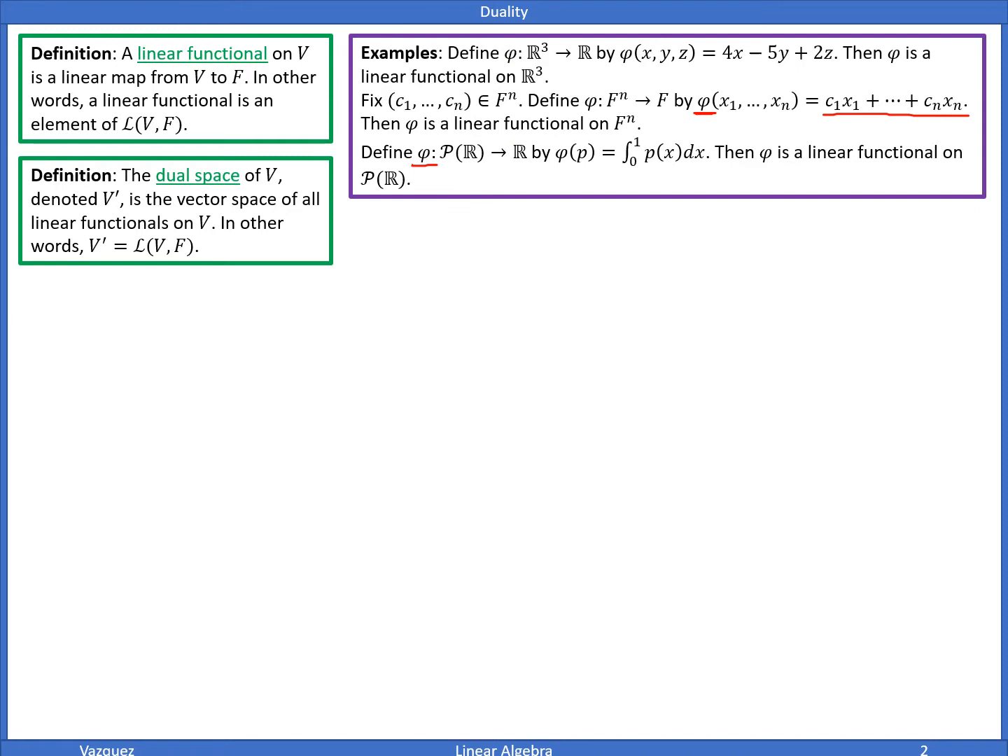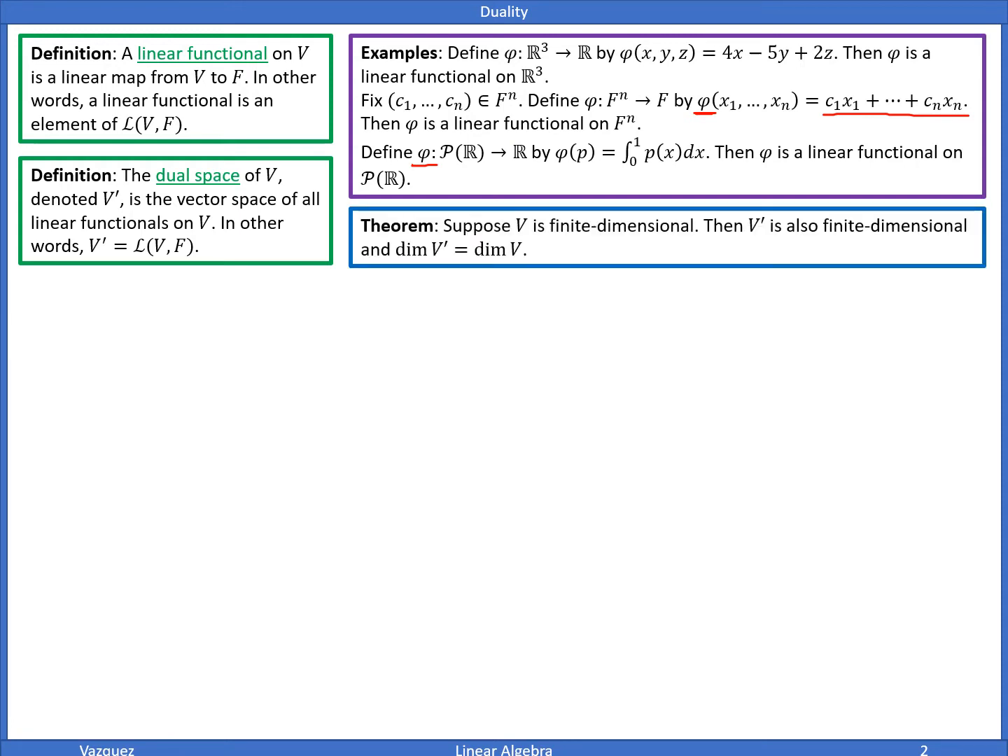Also, the dual space of V. So if we have a vector space V, the dual space of V, denoted V prime or V apostrophe, is a vector space of all linear functionals on V. In other words, V prime is equal to, again, the set of the linear maps from V to F. Here is a theorem. Suppose V is finite dimensional, then V prime is also finite dimensional, and it turns out that the dimension of V is equal to the dimension of V prime.